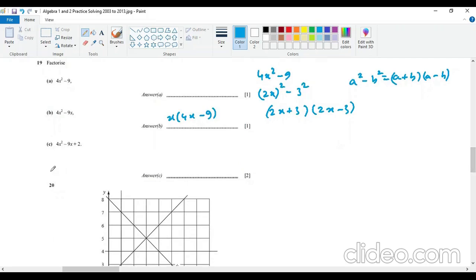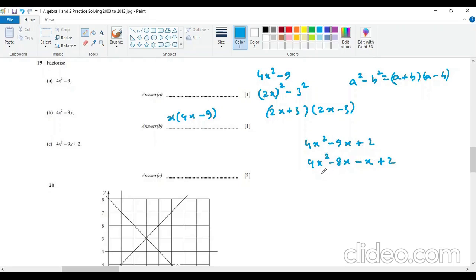Now comes 4x squared minus 9x plus 2. So I can write this as 4x squared minus 9x plus 2. Now the trick I apply is that I write this 4x squared as it is, and plus 2 as it is. And now I have to split this 9 into two parts. This is going to give us minus 8x and minus x. So minus 8 and minus 1 is going to give us 9, and 8 times 1 is going to give us 8, which is 4 times 2.